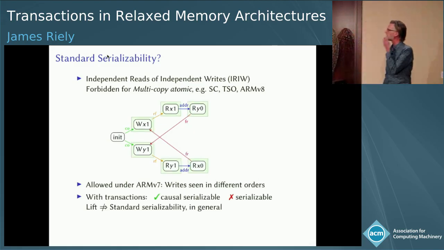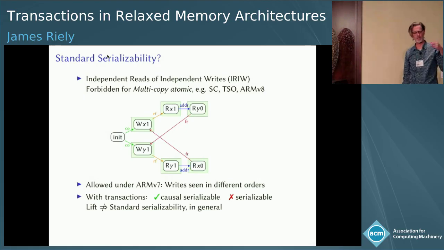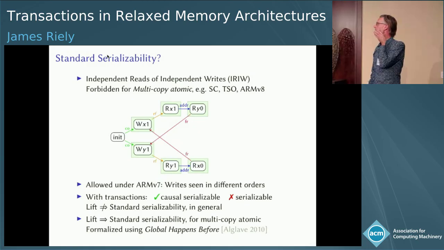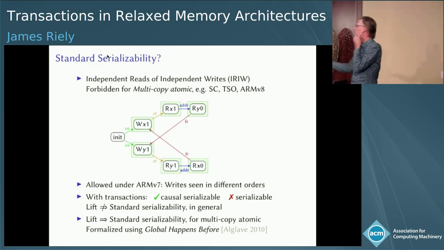And so we just throw transactions on there, and this is allowed by our model as well, although this is not serializable in a way that respects causality. So we don't get standard serializability here. However, we will get standard serializability for multi-copy atomic models.